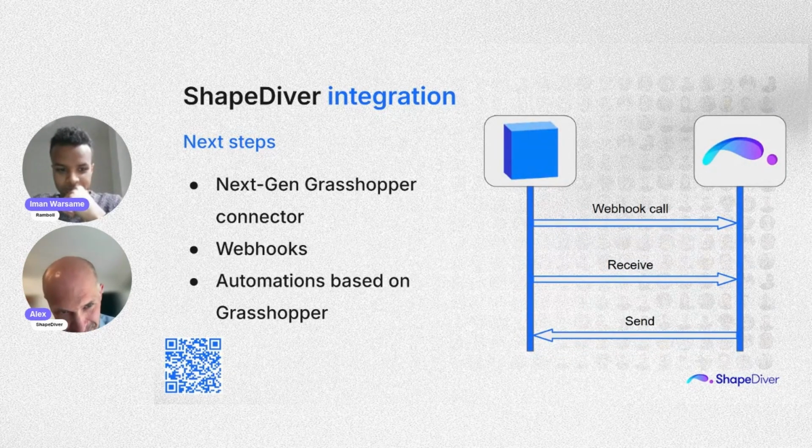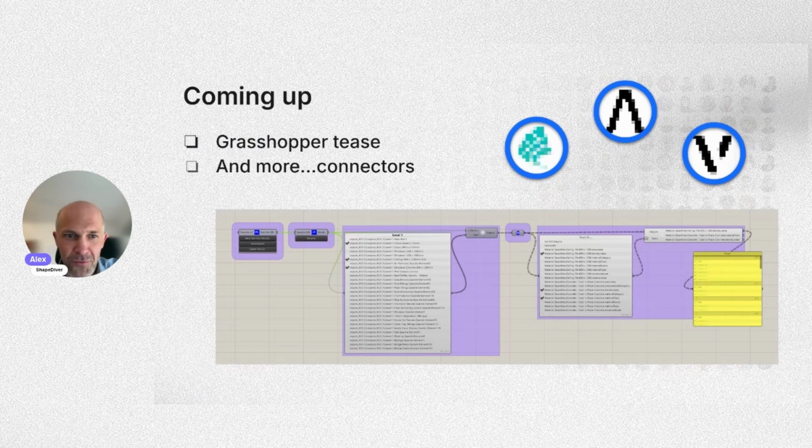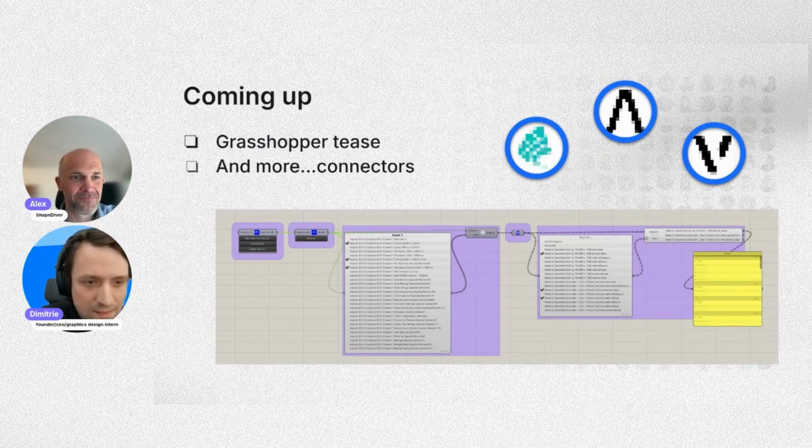So what are the next steps for this integration? First of all, the next gen Grasshopper connector, we're gonna get it as soon as possible to our ShapeDiver. Secondly, a webhook feature is coming very soon, which will allow you to use your Grasshopper models running on ShapeDiver as automations triggered by Speckle webhooks. So yeah, those are the next steps, and yeah, we are looking forward to supporting all of you with your questions.